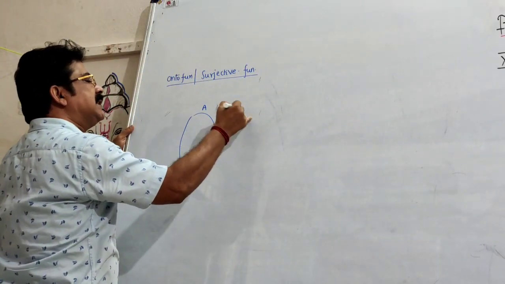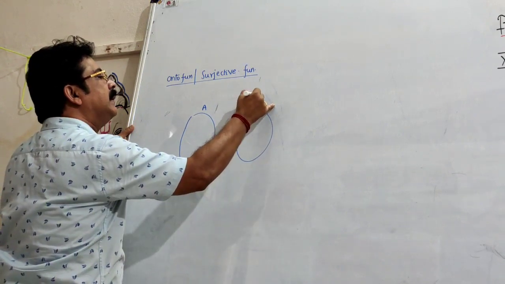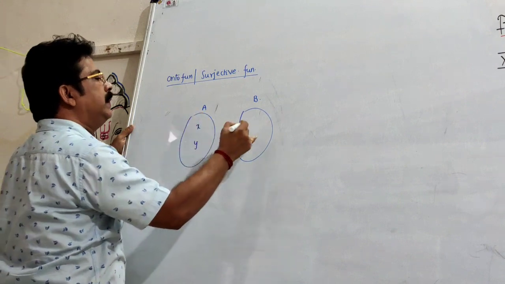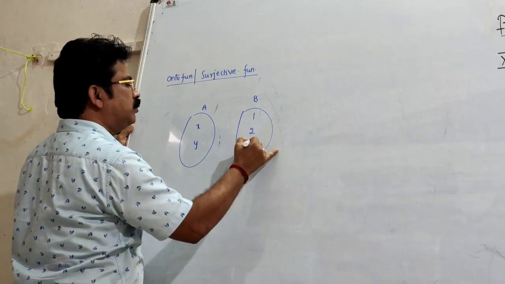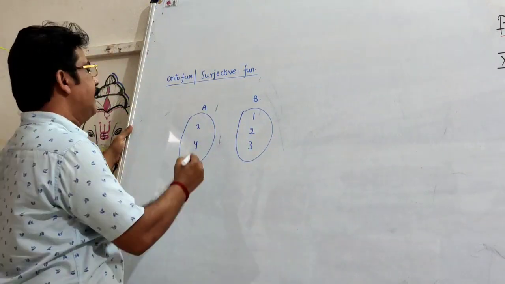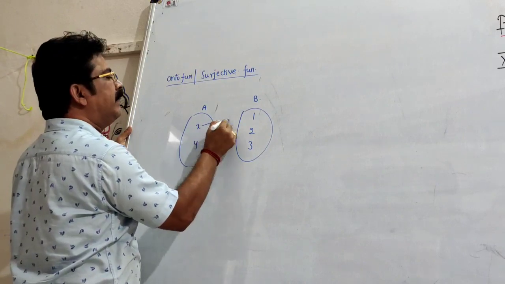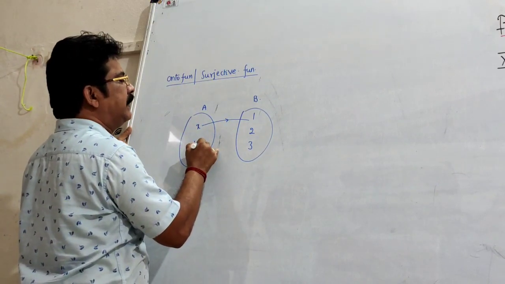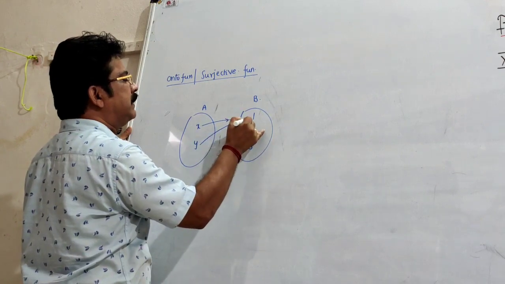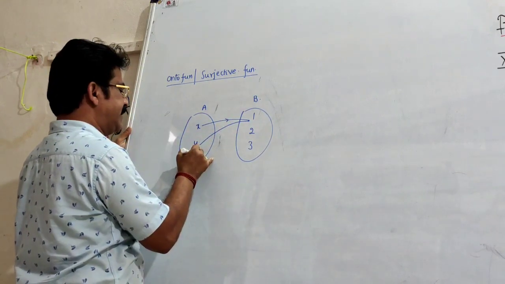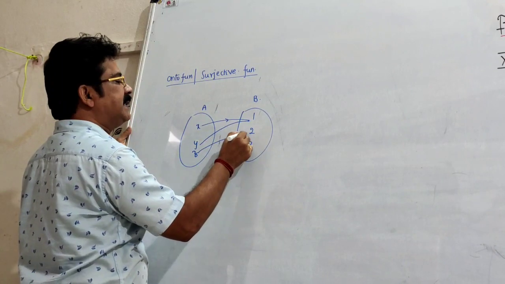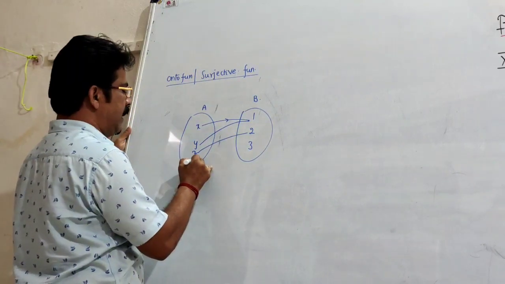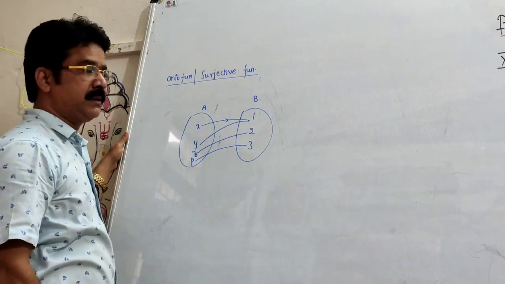Capital A. This is capital B. X, Y, 1, 2, 3. Here, X is mapped with 1 and Y is mapped with 1. Let us take Z. Z is mapped with 2 and let us take another point P. P is mapped with 3.